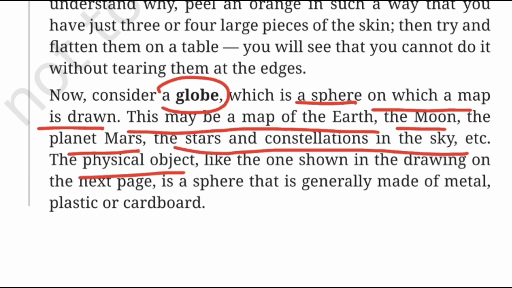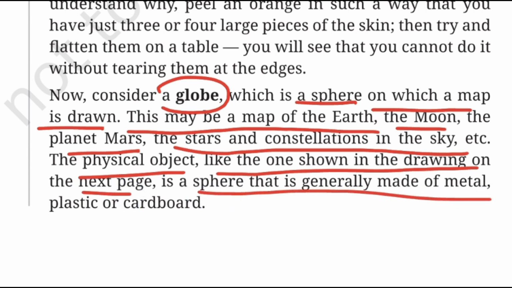A physical object like the one shown in the drawing on the next page is a sphere that is generally made of metal, plastic or cardboard. So this particular globe you may have seen in your school. That particular thing represents a map. Within that particular sphere there will be a map, so we can represent Earth or any other planet with this globe. Usually we represent Earth with this globe.